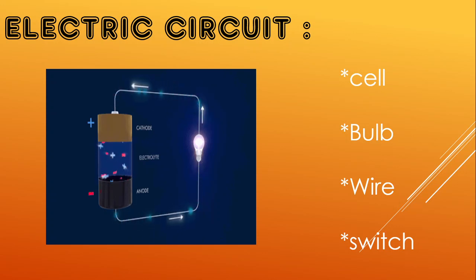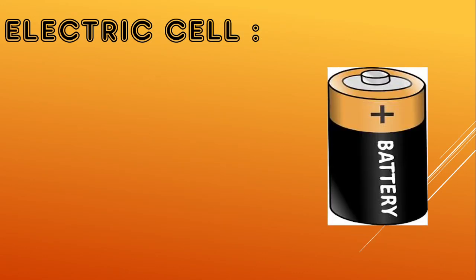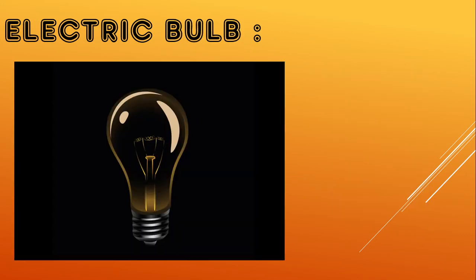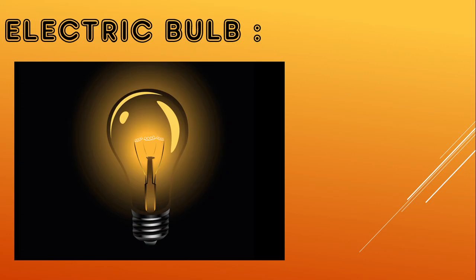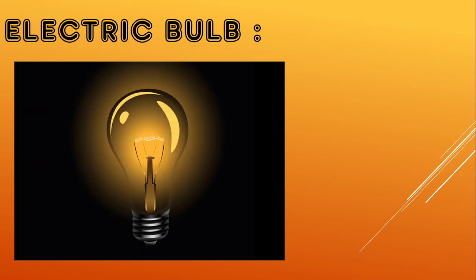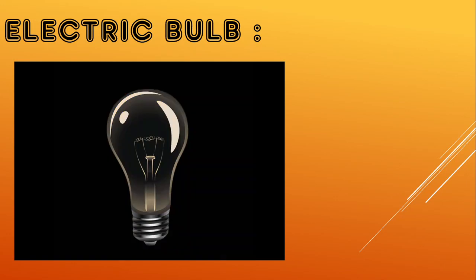Let's see the role of each component in the circuit. First one, electric cell. It is the source of electricity which produces electrical energy by means of chemical reaction. Second one, electric bulb. It is a device which glows when electricity is passed through the filament.